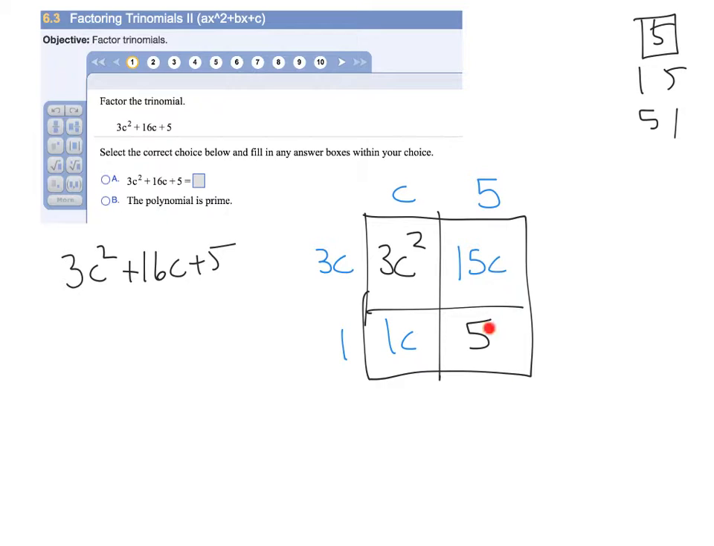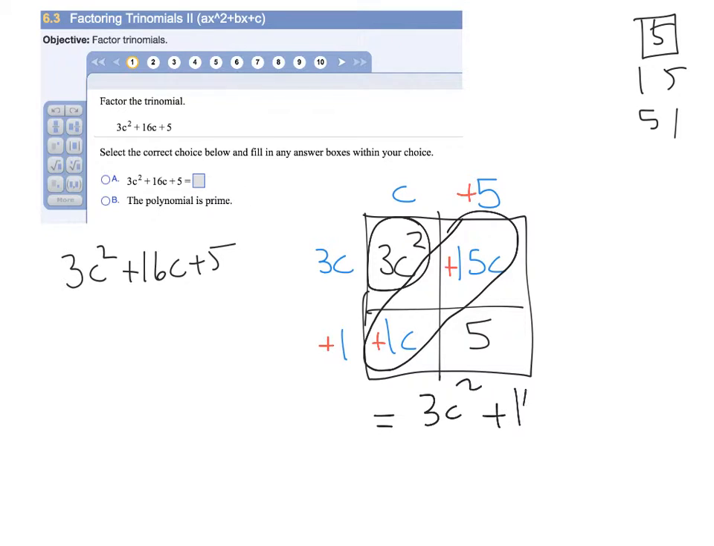And now that we're looking at it, sure enough, the 3c squared works. We know the 5 is going to work. Now, in our middle terms here, 1c and 15c, is there a way that we can get 16? Yeah, if we add them both. So we want both of these to be positive, which means that 5 is going to be positive, the 1 is going to be positive, everything is all good. And so we now see that 3c squared is right here. We see that these middle terms equal 16c, and this last one is 5. So we get exactly what we wanted.